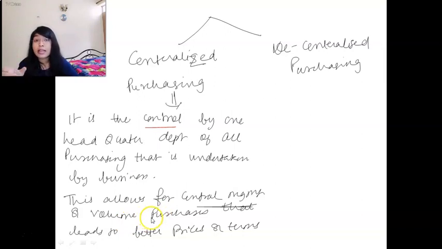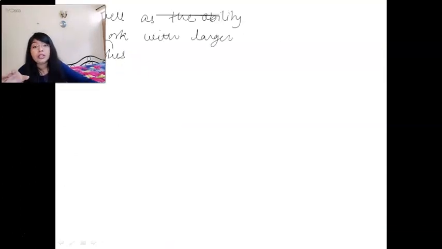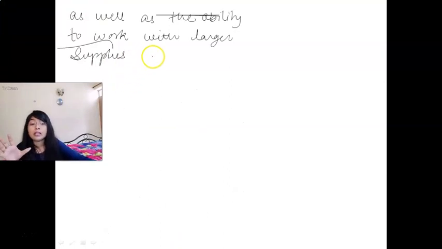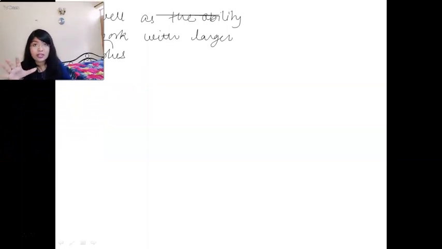Okay, so centralization, decentralization, you might have heard those two terms. This is a centralization kind of thing, and it allows for central management and volume purchases. How is it a positive thing? It will help you in getting better prices and better terms and conditions, and you will be getting large supplies. The big suppliers will contact you if you adopt this kind of strategy.